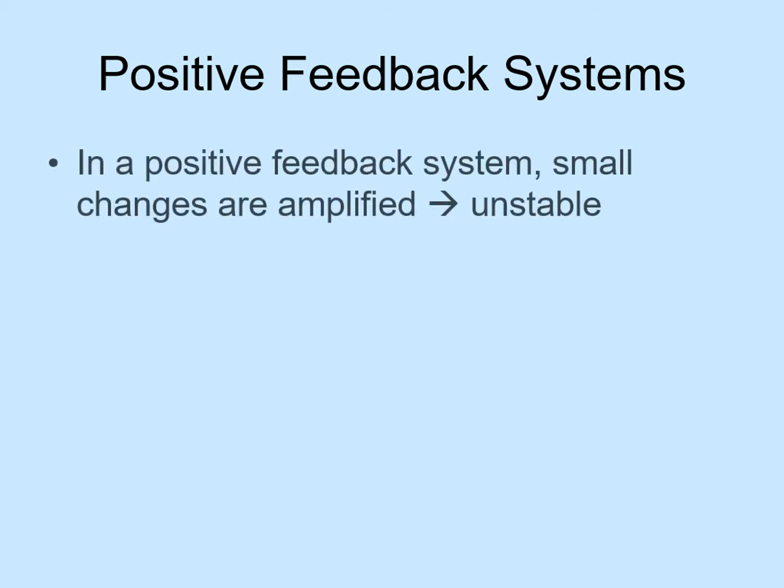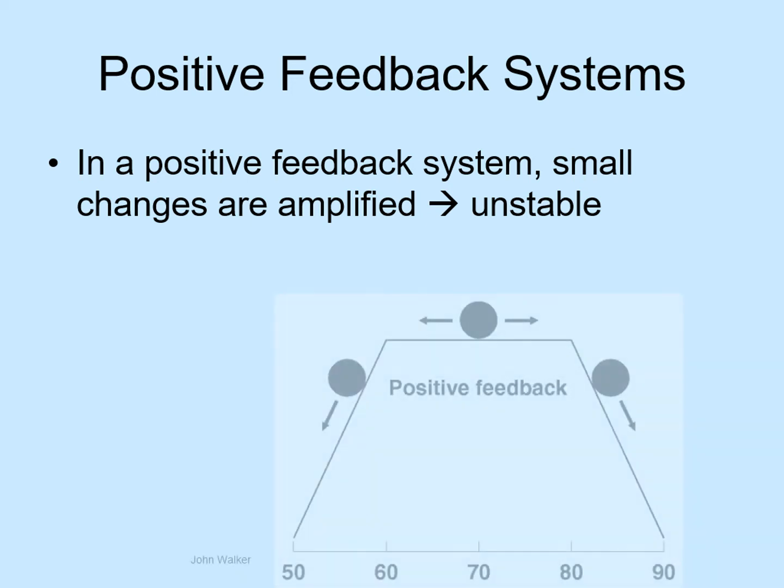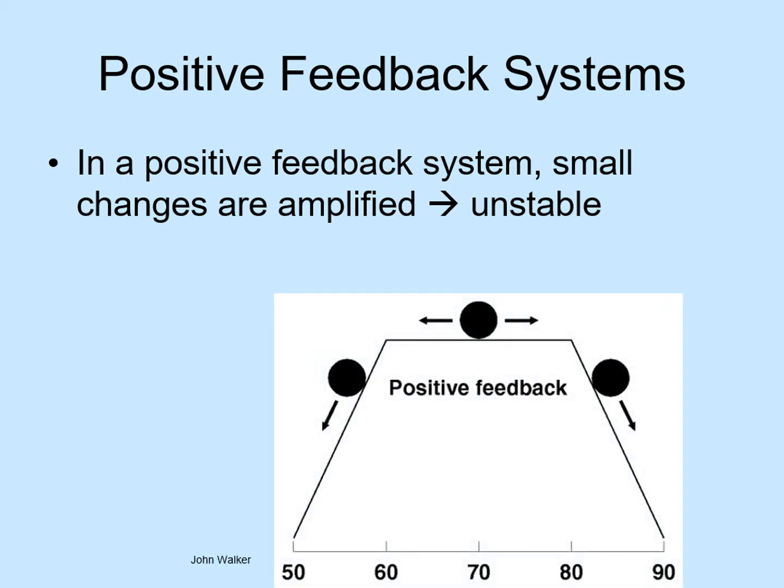In positive feedback, a small change from equilibrium gets amplified so that it gets farther and farther from equilibrium as time goes on. In physics, the classic example of a positive feedback system is a ball balanced on top of a hill. So long as the ball is exactly balanced, it stays in one place. However, as soon as it moves away from the balance point, the forces acting on it keep pushing it further away from that point. So the ball gets farther and farther away from equilibrium.